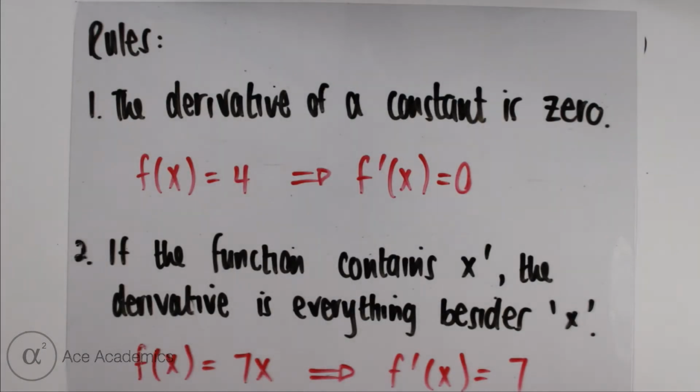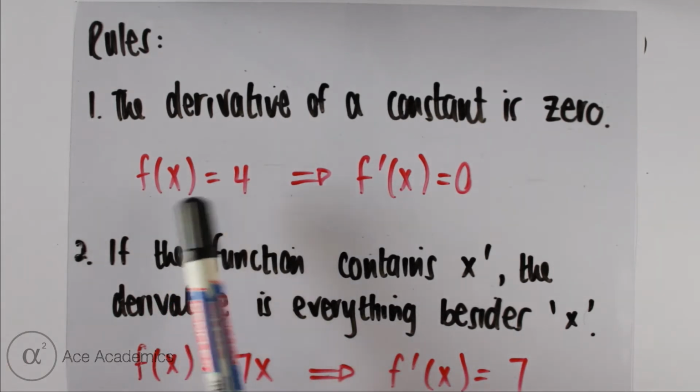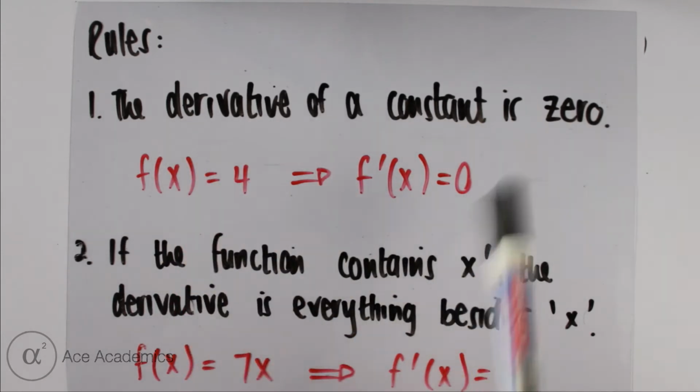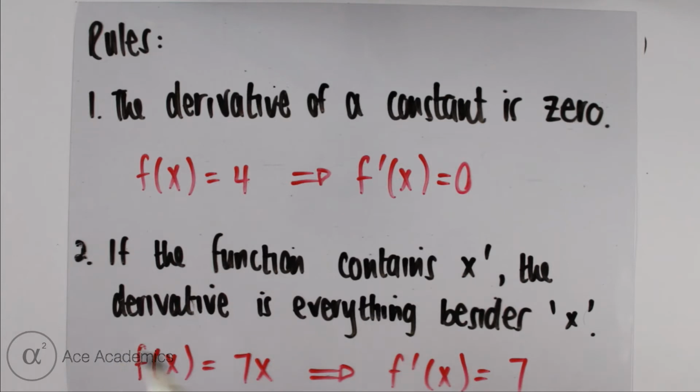The first rule of short differentiation is the derivative of a constant. So the derivative of a constant is 0. Here, if you look at f of x is equal to 4, the derivative of this function is 0 because the derivative of a constant is 0. The second rule of short differentiation is if the function contains an x, the derivative is everything besides the x. So if you look at an example, 7x, the derivative of the function 7x is just 7. Because to find the derivative of a function that just has x to the power of 1, we remove the x, and that's how we get the derivative.